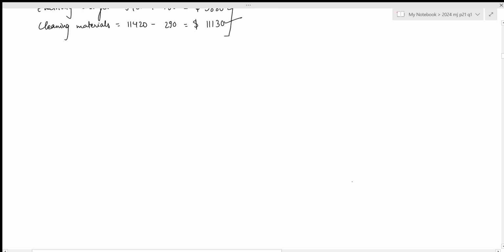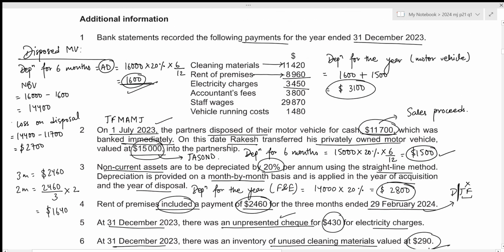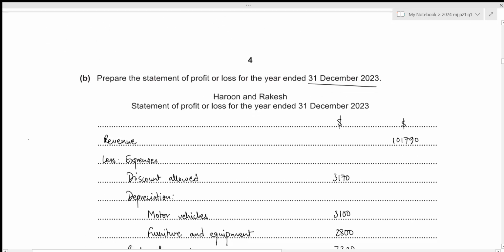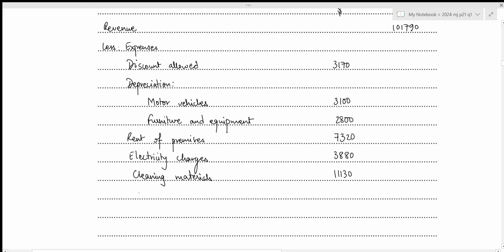Let's take a look above. We've also calculated the loss on disposal right here, which is 2,700. This can also be categorized as an expense, so let's write it down. We have loss on disposal of motor vehicle, and this has a value of 2,700.